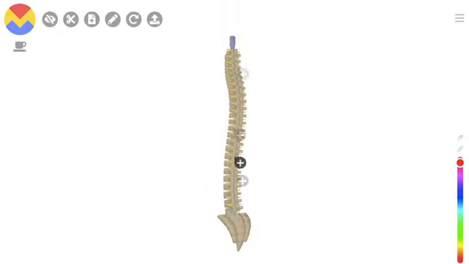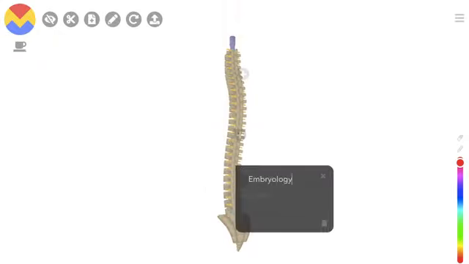Let's revise some embryology now. So remember, the spinal cord occupies the entire length of the vertebral canal up until the 3rd month of life. Thereafter, the vertebral column elongates faster than the spinal cord, and at birth, the cord terminates at L3. By the time you're an adult, your spinal cord terminates between L1 and L2.